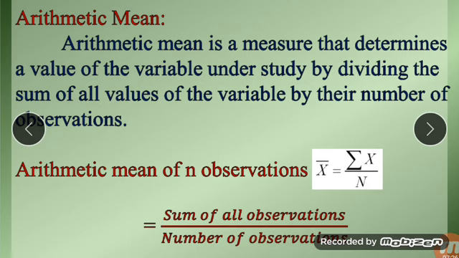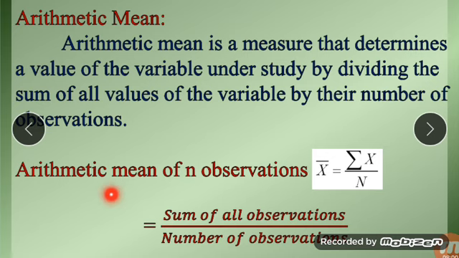Let's begin with the first one, known as arithmetic mean. Arithmetic mean, or simple mean, is a measure that determines a value of the variable under study by dividing the sum of all values of the variable by their number of observations. In simple words, mean is obtained by dividing the sum of all the observations by the number of observations.